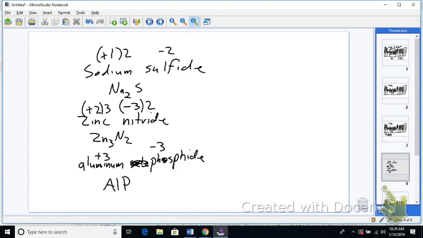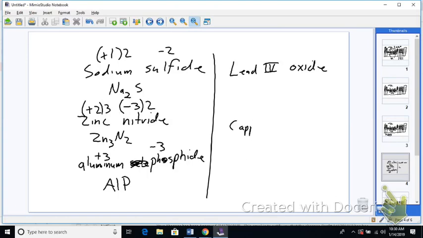Okay? Now, I'm going to introduce you just real quick, and I'll show a couple of these. So I'm going to write down this thing called lead 4 oxide, and I'm going to do copper 1 sulfide.